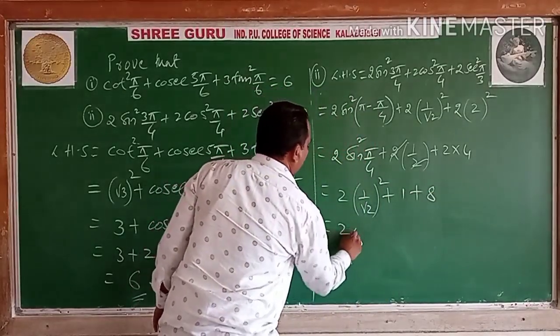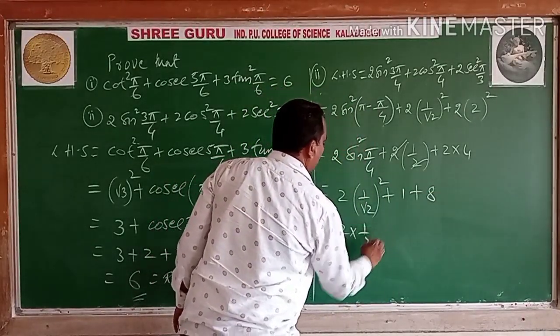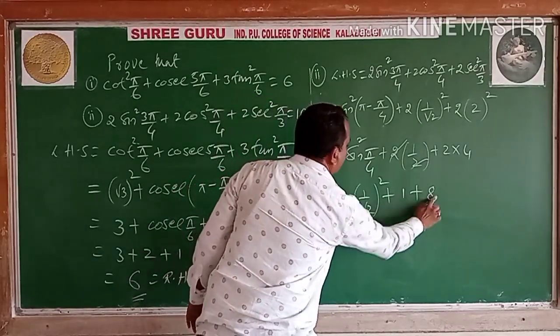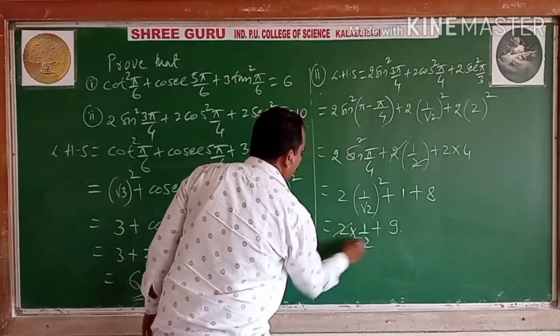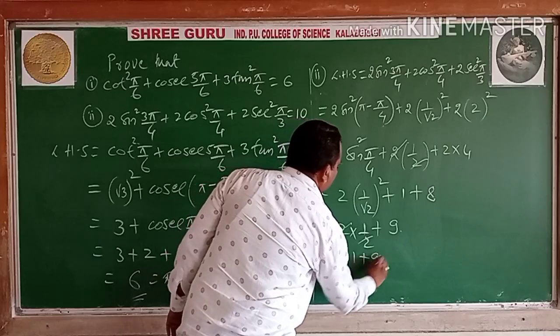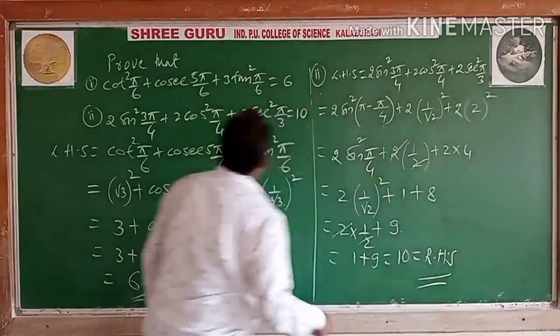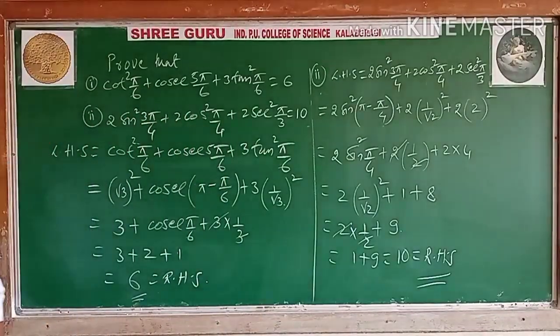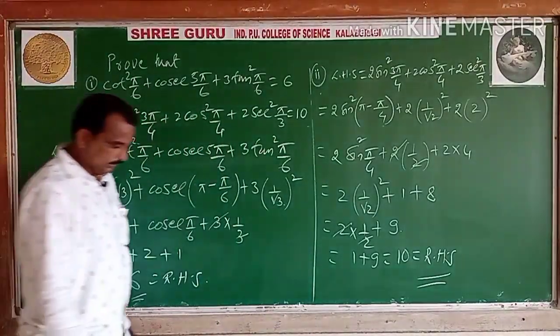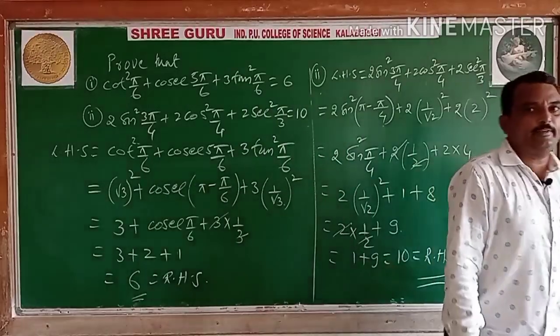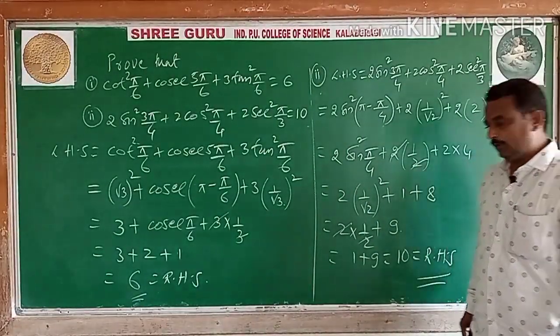Then again it is 2 into 1 by 2, square of 1 by root 2, 1 by 2. Plus here 1 plus 8, 9 it becomes. Then this 2 gets cancelled here. 1 plus 9, is it a 10? This is your RHS. So like that you should calculate the examples. I hope today's examples you are getting, students here.